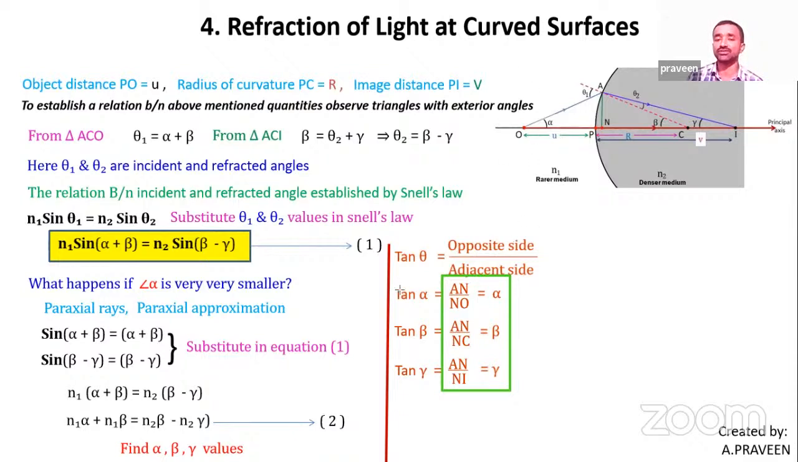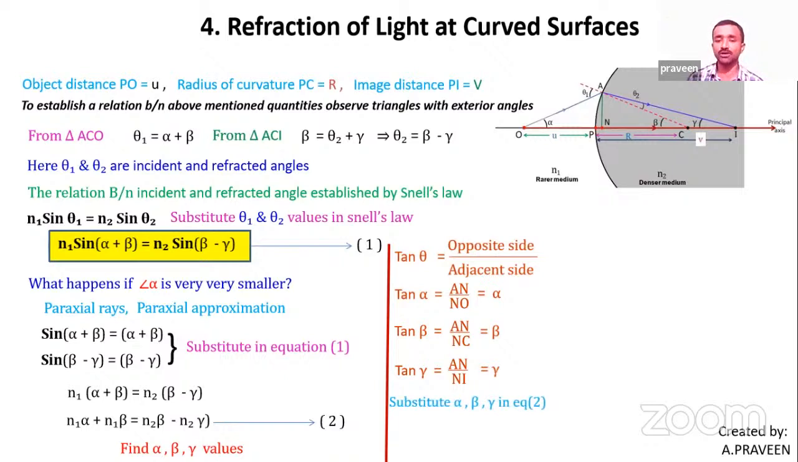So neglecting the tan alpha, beta, gamma, they have no importance because we approximated. According to this approximation, tan alpha equals alpha. So alpha equals AN by NO, beta equals AN by NC, and gamma equals AN by NI. Now we will go to another step: substituting these values, alpha, beta, gamma, in equation number 2.